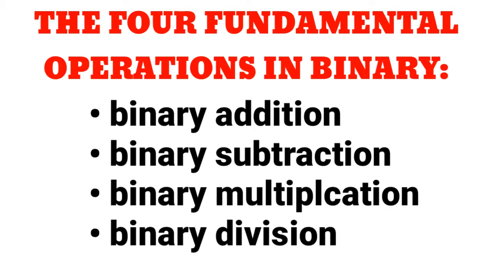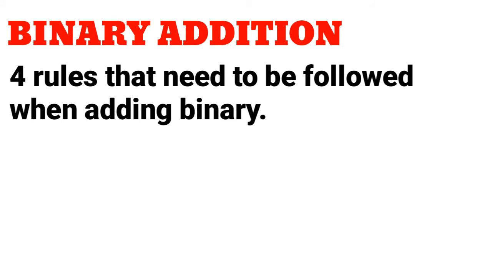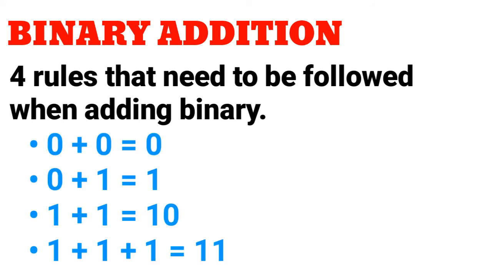We are done talking about binary system concepts, and now I will be going to teach you how to use the 4 fundamental operations in binary. But first, let's talk about binary addition. In adding binary, there are 4 rules that need to be followed. 0 plus 0 is equal to 0, 0 plus 1 is equal to 1, 1 plus 1 is equal to 1, 0 or 0 carry 1, and 1 plus 1 plus 1 is equal to 1, 1 or 1 carry 1.